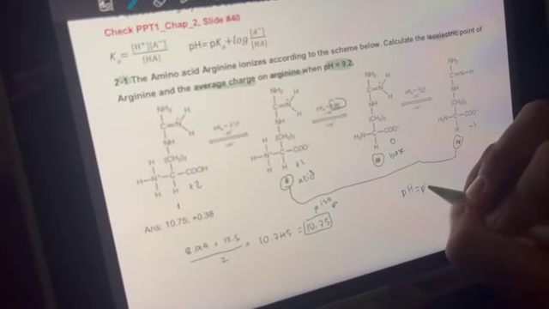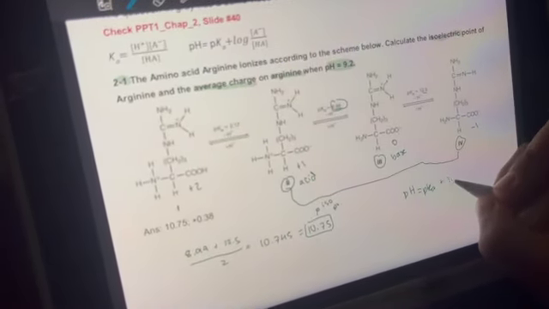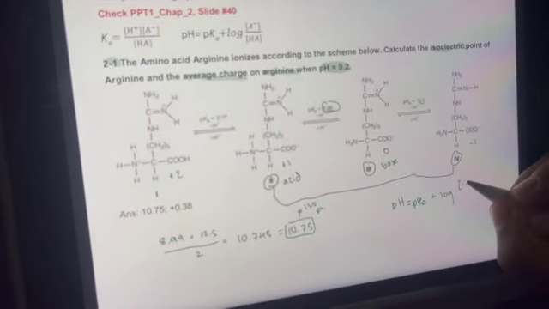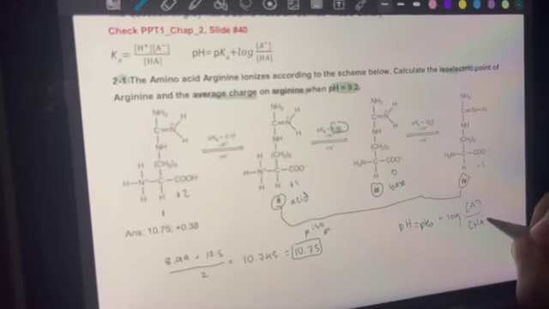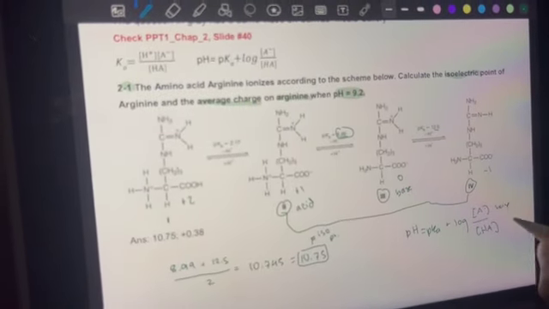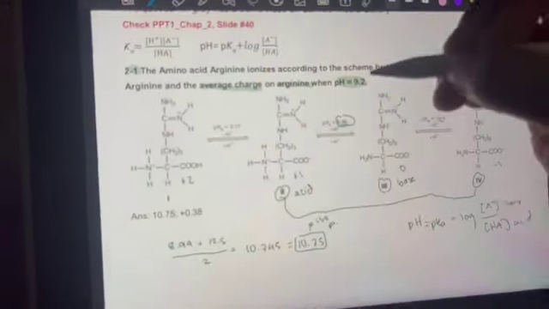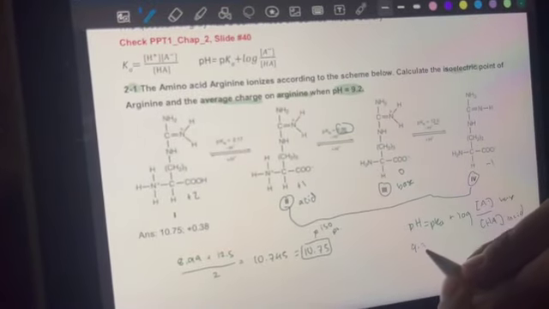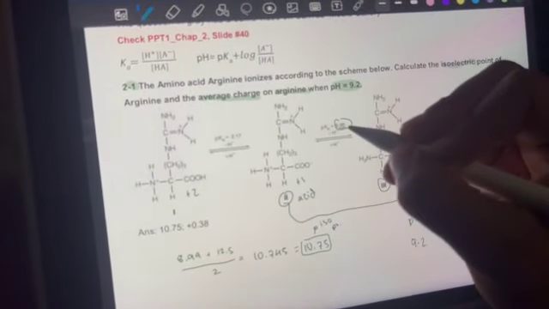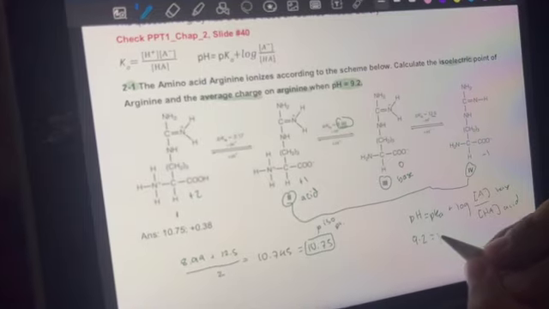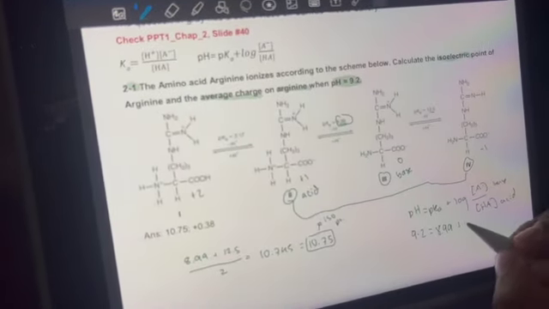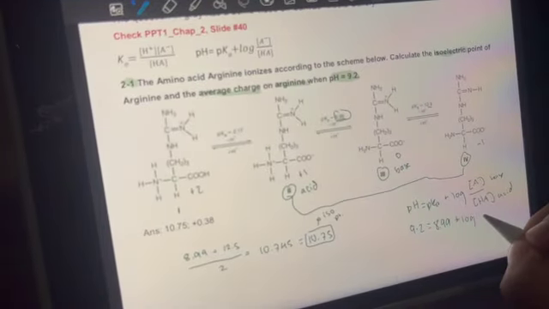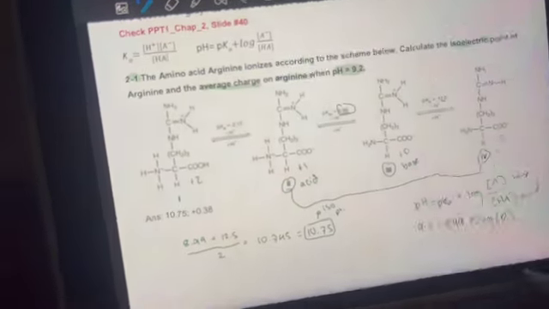Now, we're going to use this formula to find the average charge: pH equals pKa plus log of base over acid. We know that the pH is 9.2, so we'll plug in 9.2, and we now know that our pKa is 8.99 because it's the closest out of all of the other pKa's to the actual pH. And then we'll calculate plus log of this ratio.